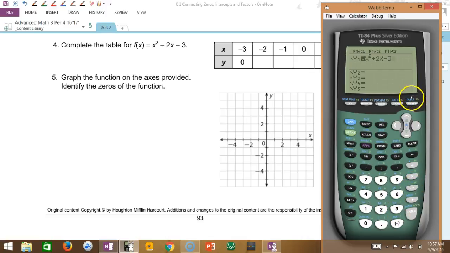Okay. Do I need to hit zoom 6 again? You don't have to. Would it hurt? It's just going to take me right back. I know I'm in a 10 by 10 graph. So I can just hit graph. Ooh, that's nice.